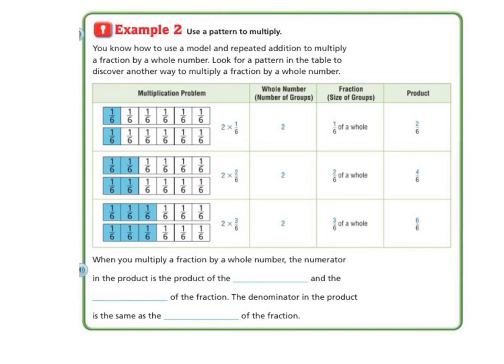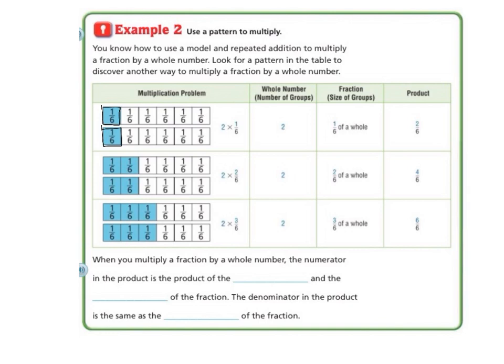Example 2 has us using a pattern to multiply. We know how to use a model and represent repeated addition to multiply a fraction by a whole number. Let's look for a pattern in the table to discover another way to multiply a fraction by a whole number. So here in our first example, we have sixths, and it looks like there are 2 whole bars used, and in each one we've colored in 1.